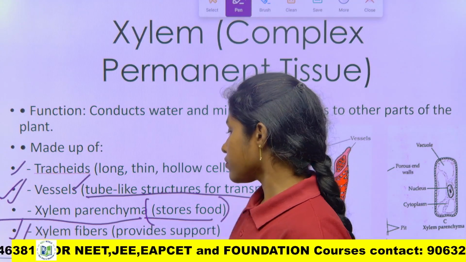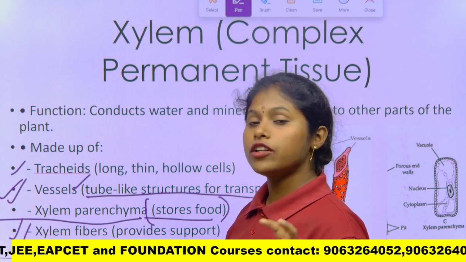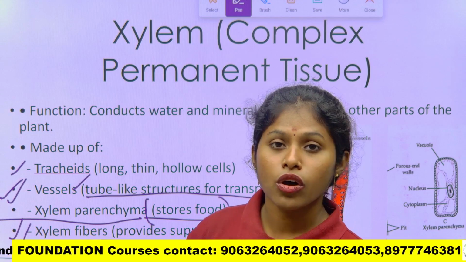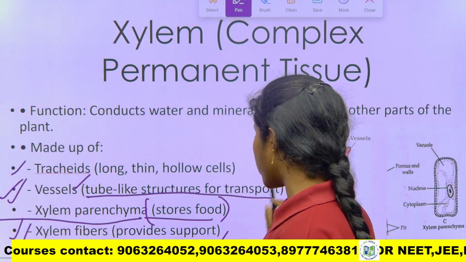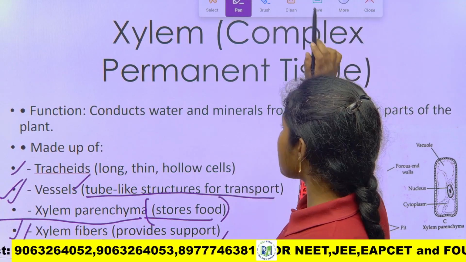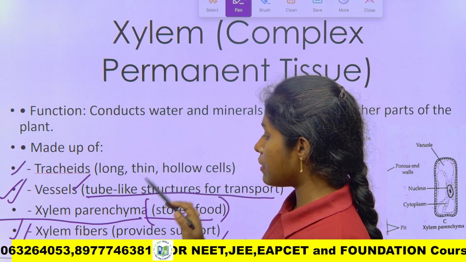Here the xylem fibers are part of the Sclerenchyma, because the Sclerenchyma is divided into two types. What are they? Sclereids and fibers. They provide support, which means they provide mechanical strength, right, children? So this is about the xylem. Mainly we will discuss the tracheids, vessels, xylem parenchyma and xylem fibers.